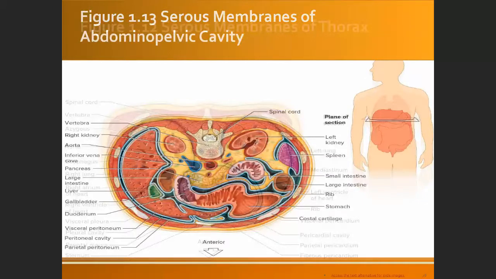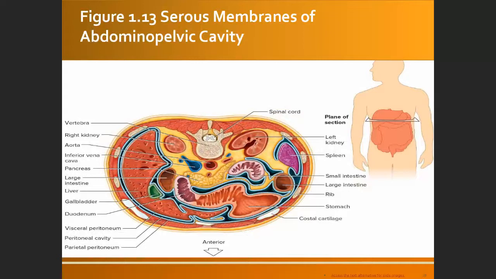This one is in the abdominopelvic cavity: the parietal layer, which is the outside layer, and then the visceral layer, which is the inside layer that attaches directly to the soft organ. This one is the liver, so it is attached to the liver. This one is the stomach, so the visceral layer over here is attached directly to the stomach.